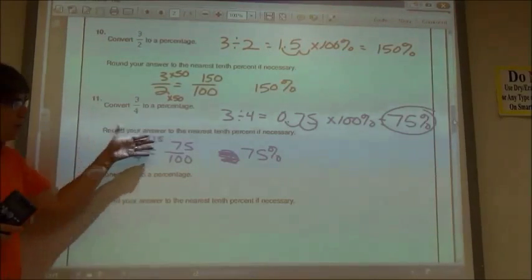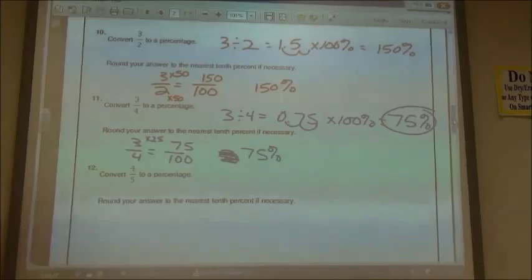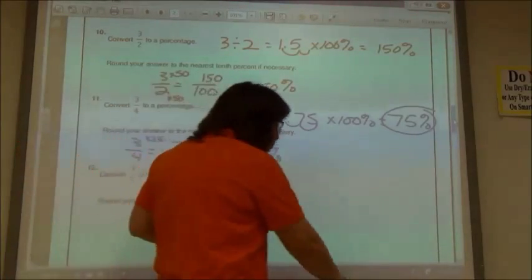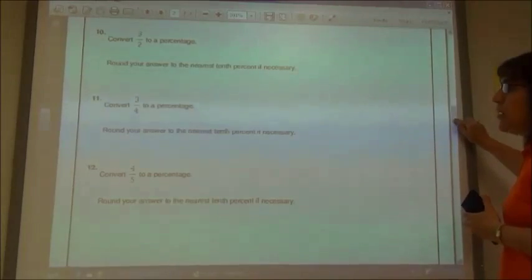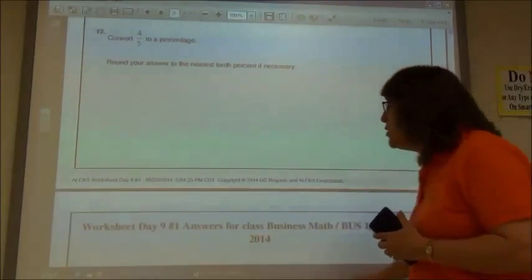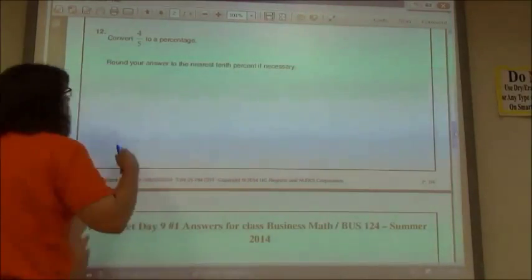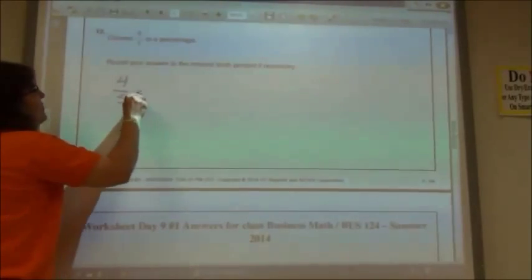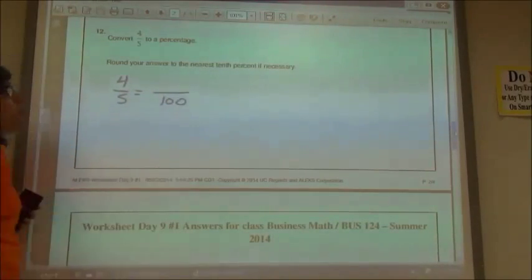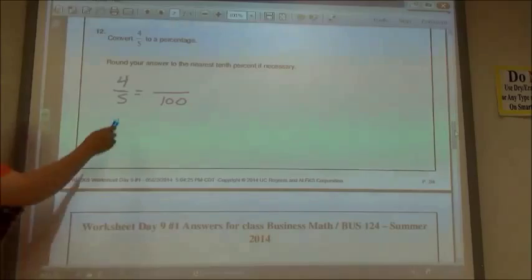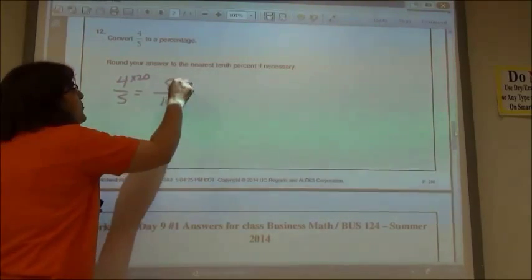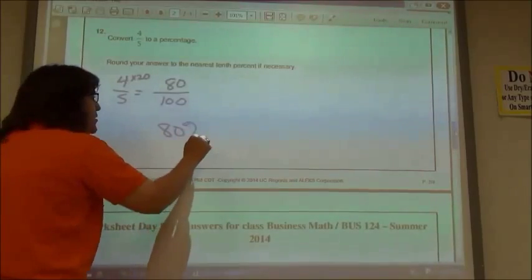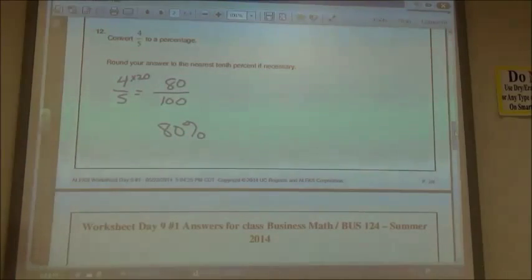You can't always do the fraction, but you can always do the division. Sometimes you have to round your answers if it happens to tell you to round, but it gives you a couple different options of what you can do. 4/5 to a percent. 4/5, again, 5 does divide into 100 nicely, so I could say 5 goes into 100 20 times. 20 times 4 is 80, so 80%, got my answer.